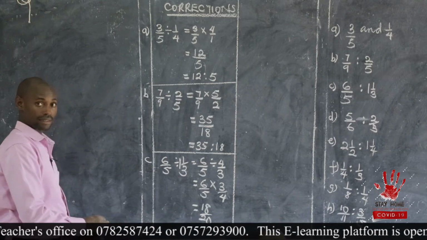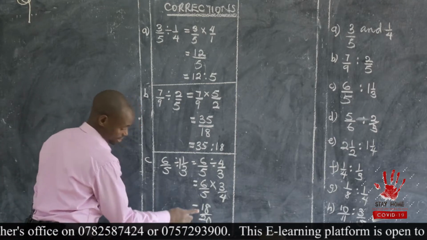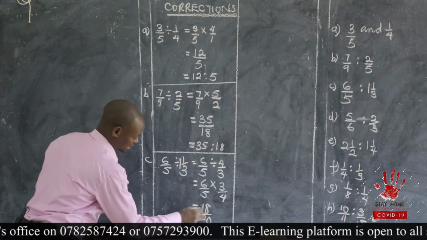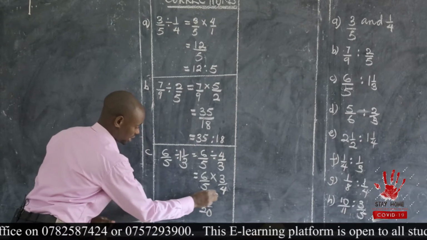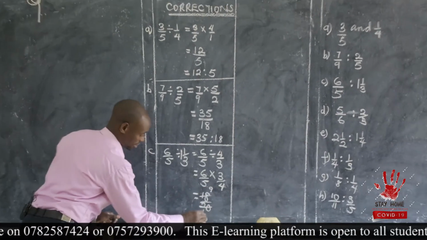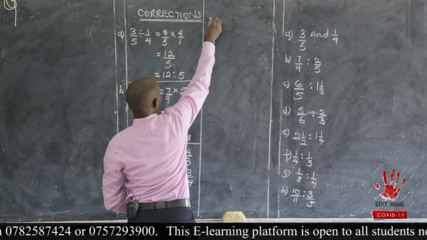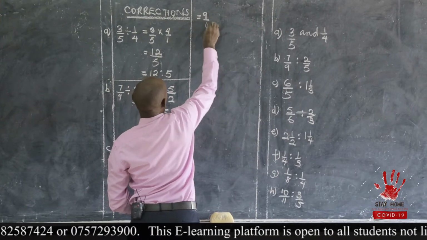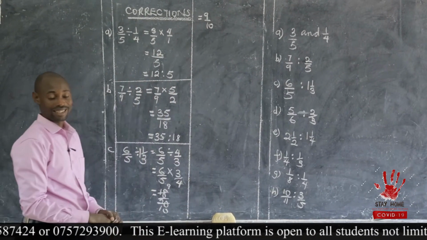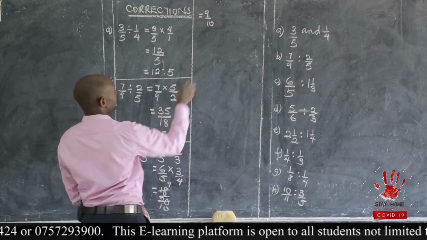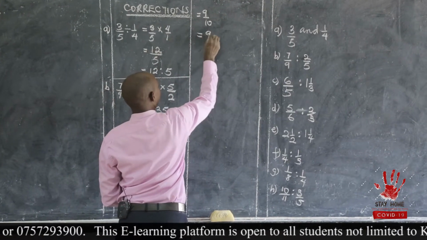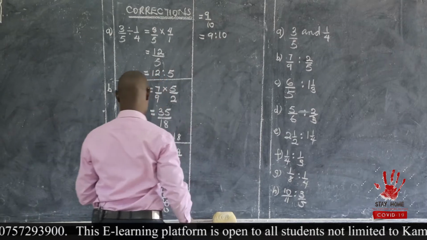The answer is yes. So which factor can reduce 18 and 20? That is 2. Divide by 2, you get 9. Divide by 2, that is 10. So what are we getting? 9 out of 10. Can that one be further reduced? The answer is no. So how do we write 9 out of 10 as a ratio? That is 9 to 10.